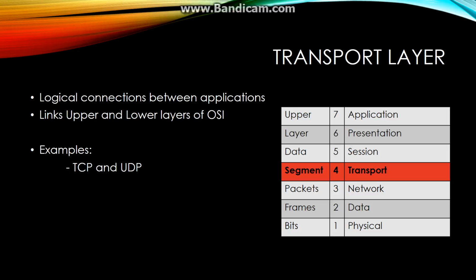The transport layer establishes temporary logical connections between 2 applications and delivers data between them. It's also responsible for the connection between the upper data layers and the lower layers of the OSI model. The 2 examples of this are the Transmission Control Protocol and the User Datagram Protocol. TCP is reliable and has high latency, which would be good for downloading files, whereas UDP is unreliable but has low latency, which would make it perfect for video conferencing or voice over internet protocol.